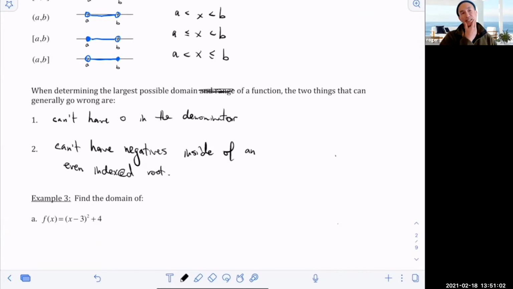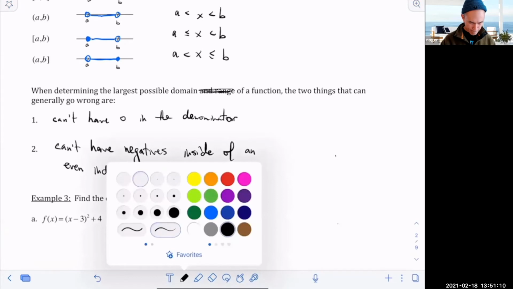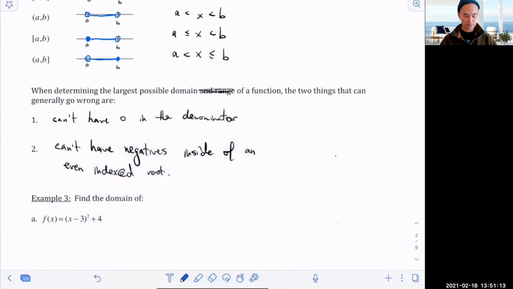I'm slightly worried that you are not sure what I'm talking about, so maybe I'll try to explain a little bit more. Something simple: if we have g of x equal to the square root of x, that's an even indexed root. So we want to make sure that x is greater than or equal to 0. Remember, it has to be non-negative. It doesn't have to be positive because we still allow 0. Okay.